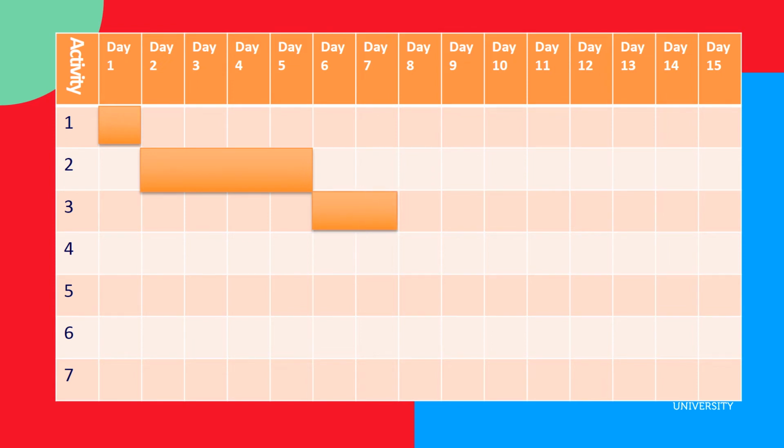Can you see what's happening here? We are assuming that each activity starts as soon as the predecessor finishes, and we are assuming that the activities happen one at a time. And here's a completed, very simple Gantt chart.